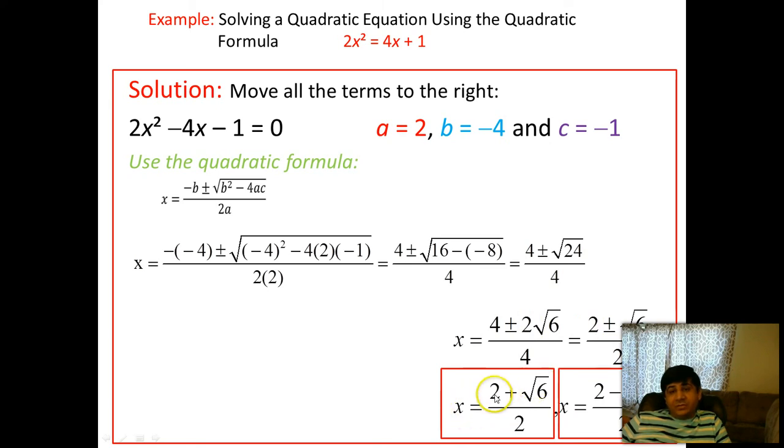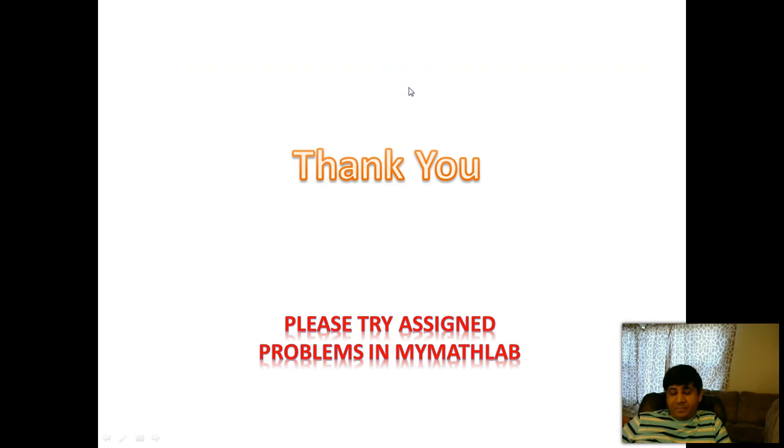So x equals 2 plus the square root of 6 over 2, or x equals 2 minus the square root of 6 over 2. These are our final solutions using the quadratic formula.